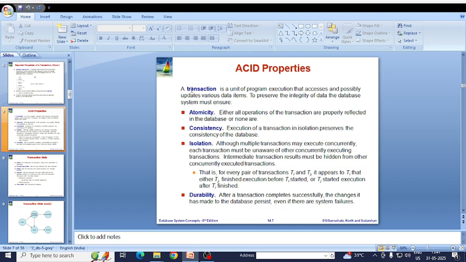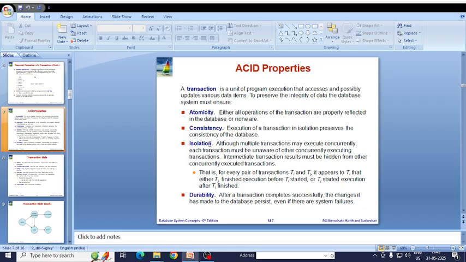Every transaction in DBMS should satisfy four properties. In short, we can call them ACID properties, which stands for atomicity, consistency, isolation and durability. The atomicity property of a transaction says that either all operations of the transaction should be executed, otherwise no operations are executed. Whereas the next property, consistency, states that execution of a transaction in isolation preserves the consistency of the database.